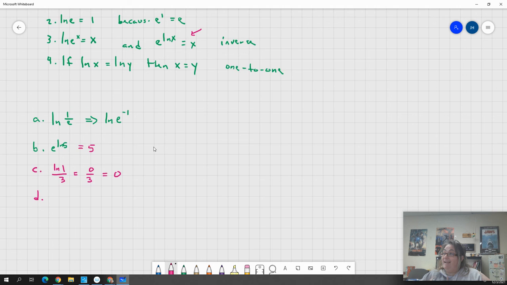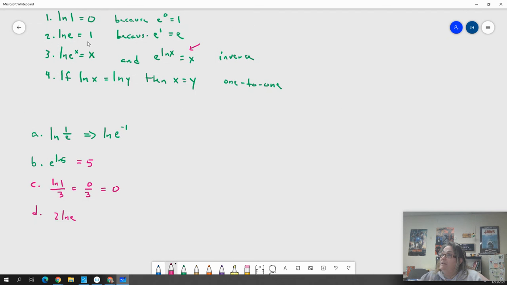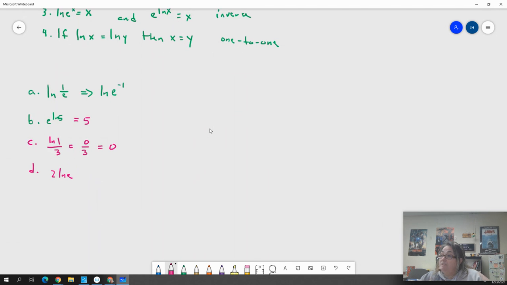D, this will be my last sample. If I have 2 times ln of e, well, what's ln of e? ln of e is 1. Look at your property number 2. ln of e is 1. So this is the same as saying 2 times 1, which is just 2. Not terrible, right? Any questions about that?